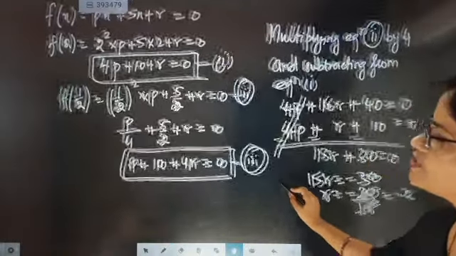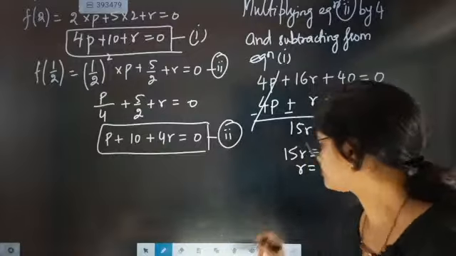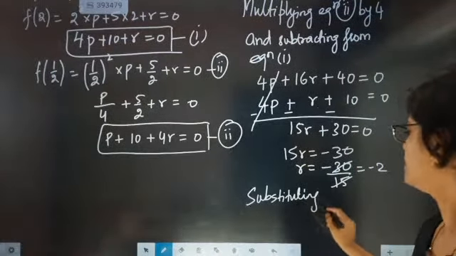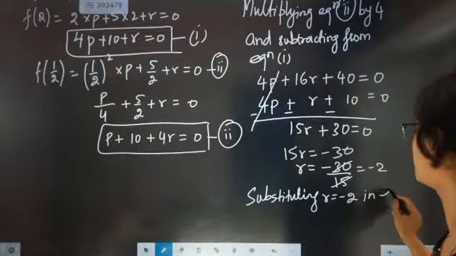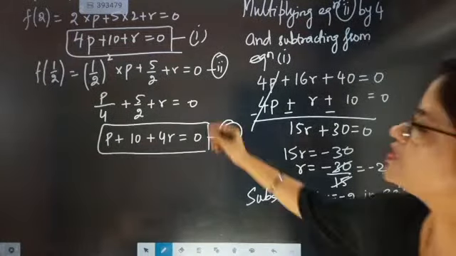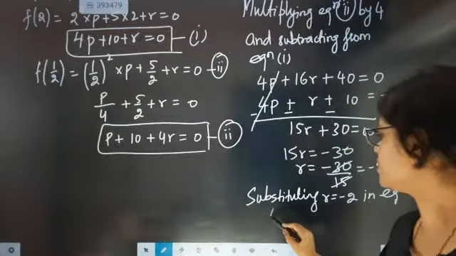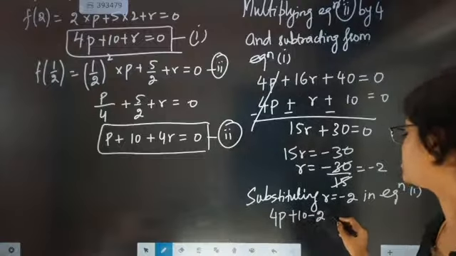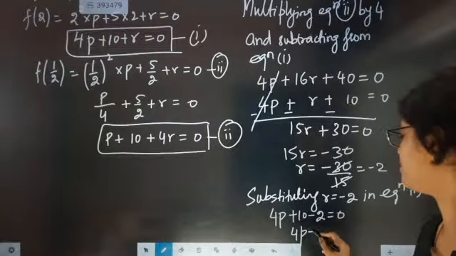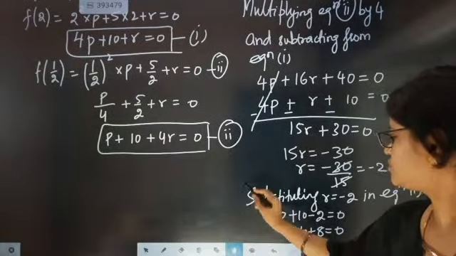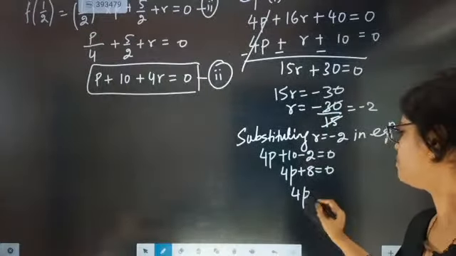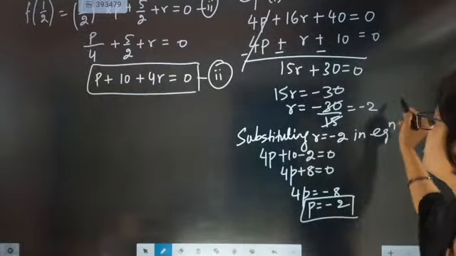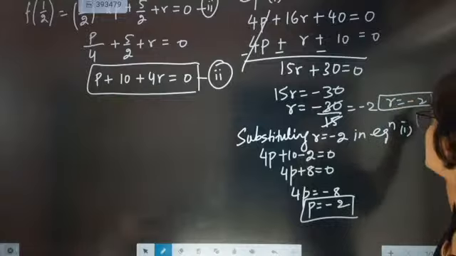Once you have got r as minus 2, now substitute the r value. Substituting r equal to minus 2 in equation 1, let's see what p you are getting. 4p plus 10 minus 2 equal to 0. So 4p plus 8 equal to 0. So now it is coming as 4p equal to minus 8. So p is coming as minus 2. So one thing we have seen, p is also coming as minus 2, r is also coming as minus 2.